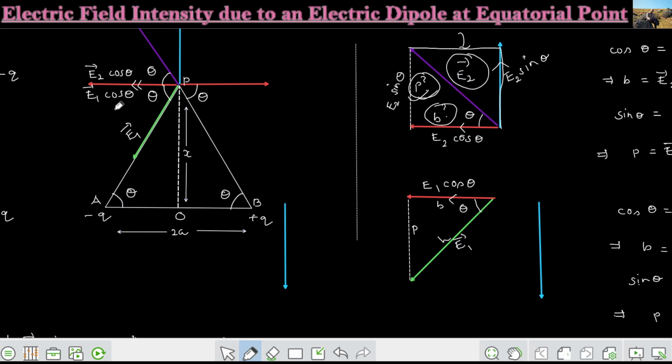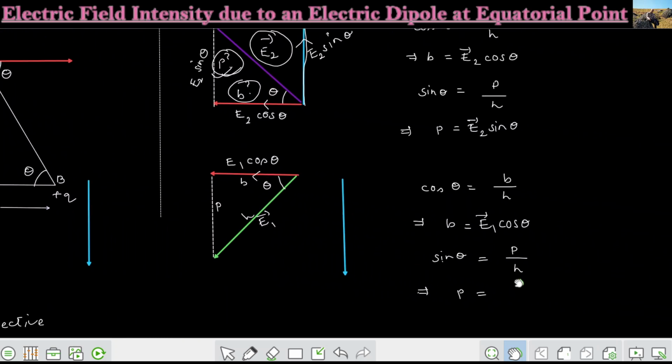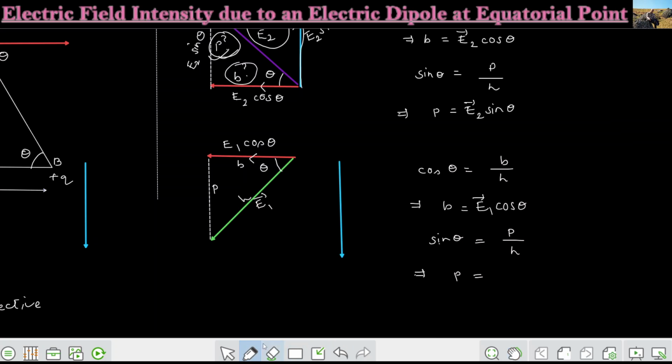Very, very important. Both these components, due to E2 and due to E1, are in the same direction. Now you have to find the vertical component of E1. How will you find it? Use the same method as we discussed in the previous section. This will be E1 sin of theta. This idea of resolution of vectors is very, very important.